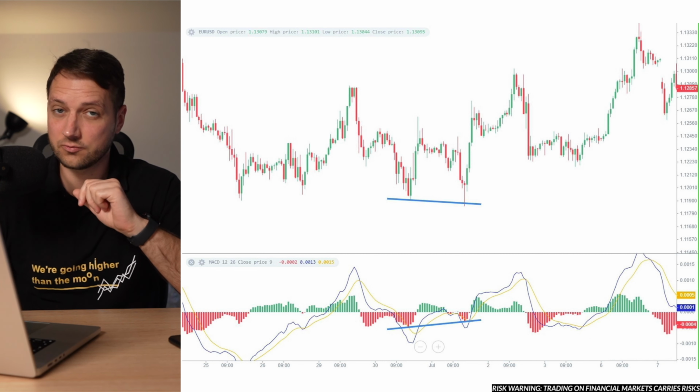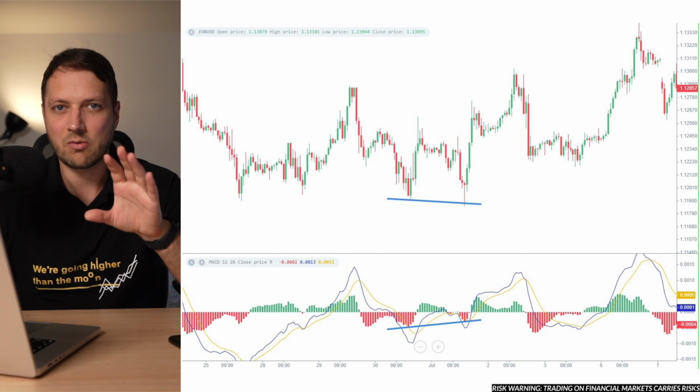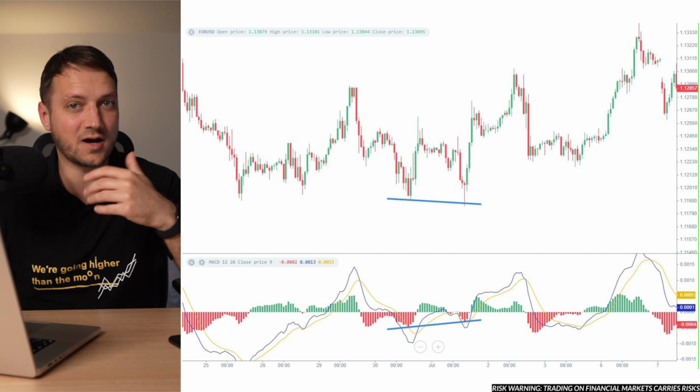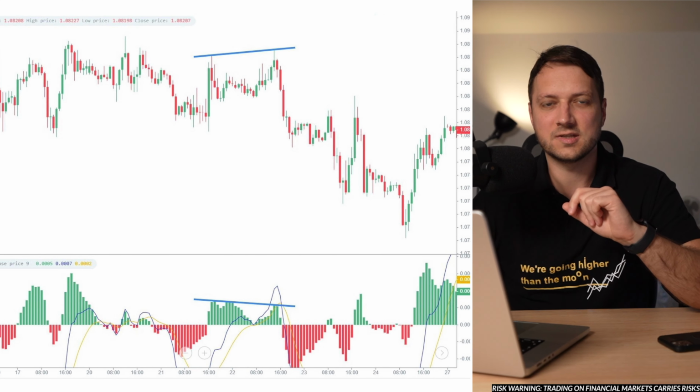If you are not sure, remember that slight deviations are of course acceptable. However, the MACD second low is higher than the first one, and so this divergence signals the uptrend continuation. Next one is a bearish example.